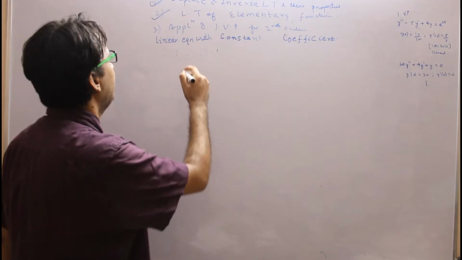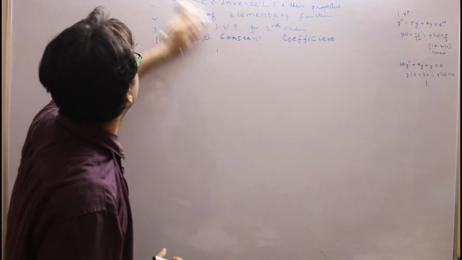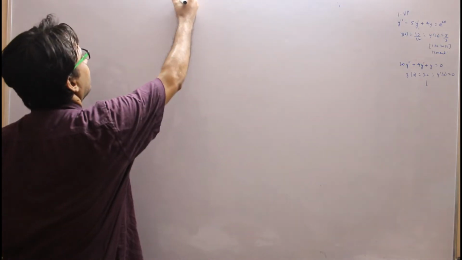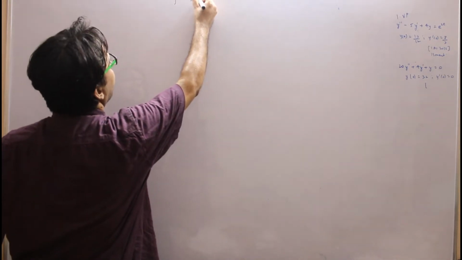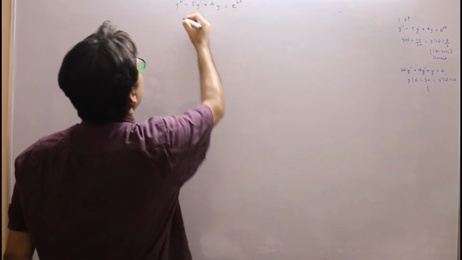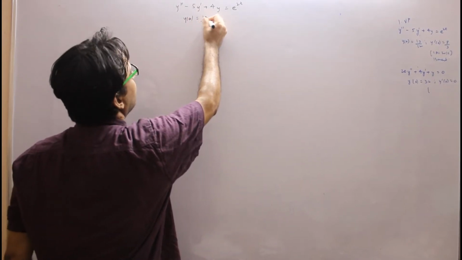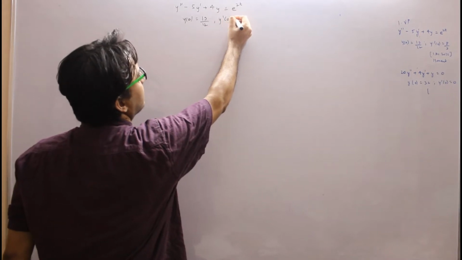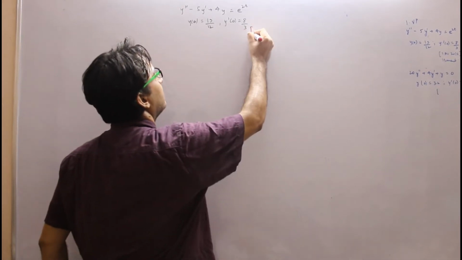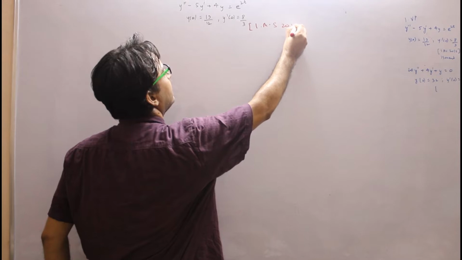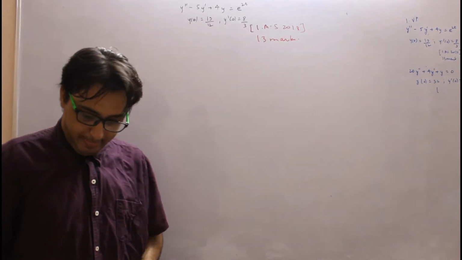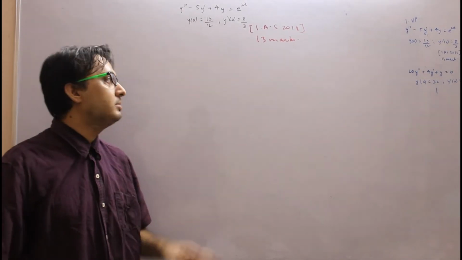So the initial value question that has been asked is y double dash minus 5y dash plus 4y is equal to e to the power 2t. Y of 0 is equal to 19 by 12 and y dash 0 is 8 by 3. So this was asked in IAS 2018 for 13 marks.